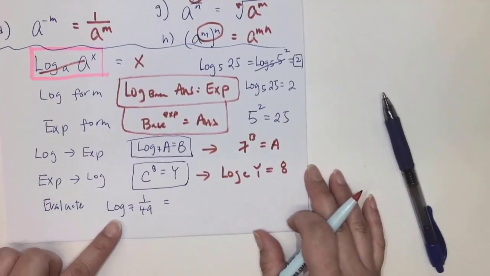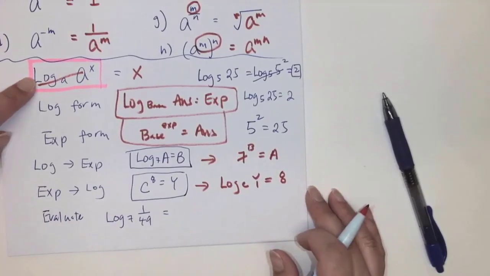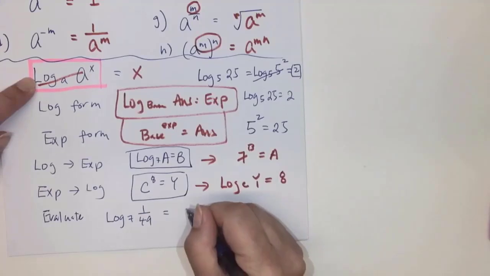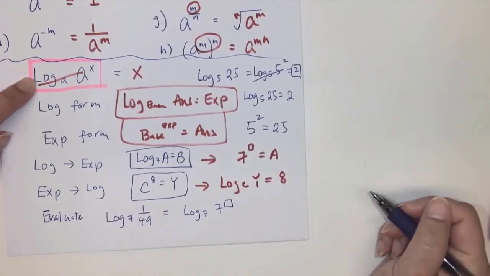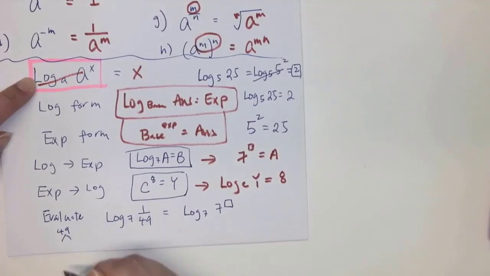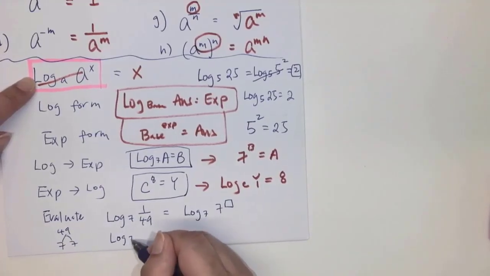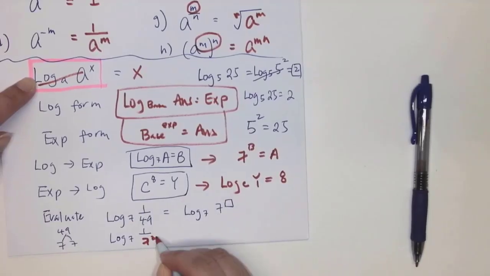Okay, if they give you a basic one like this and ask you to evaluate, we can use this property that we know, right? If we can somehow write this as log base 7 of 7 to some power, that's going to help me, right? I know 49 can be broken down as 7 times 7. So the first step, I can just replace the 49 with 7 to the second power.